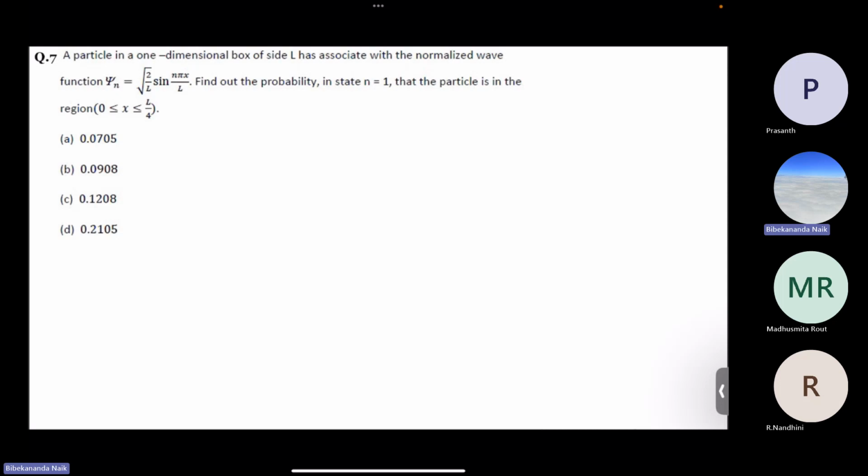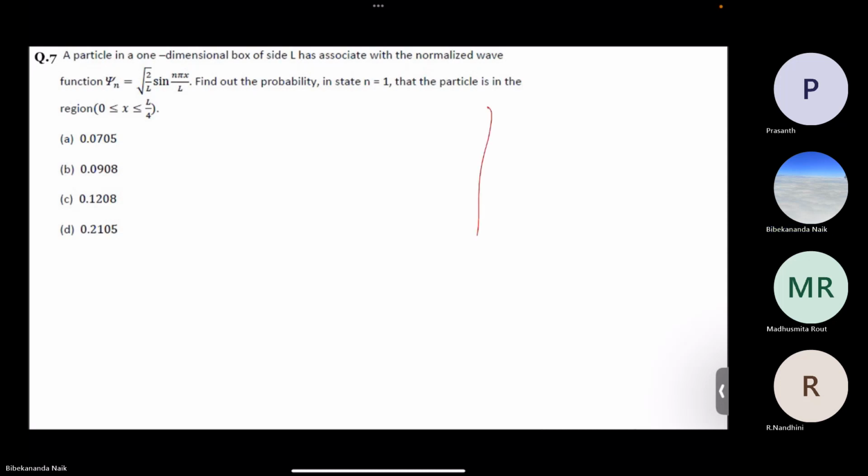Then question number 7. The question says, a particle in a one-dimensional potential box of side L is associated with the normalized wave function psi n, which is given by root 2 by L sine n pi x by L. What will be the probability of finding the particle in the region 0 to L by 4?